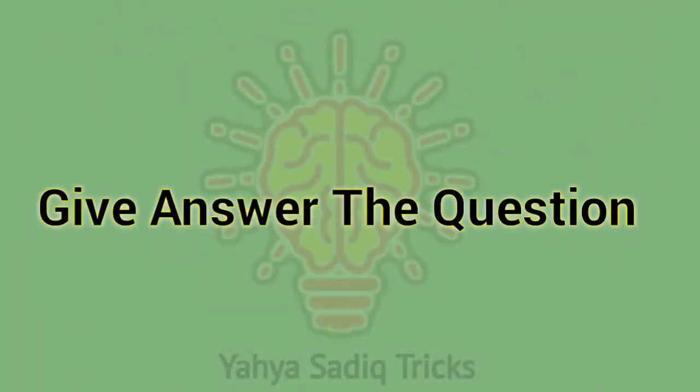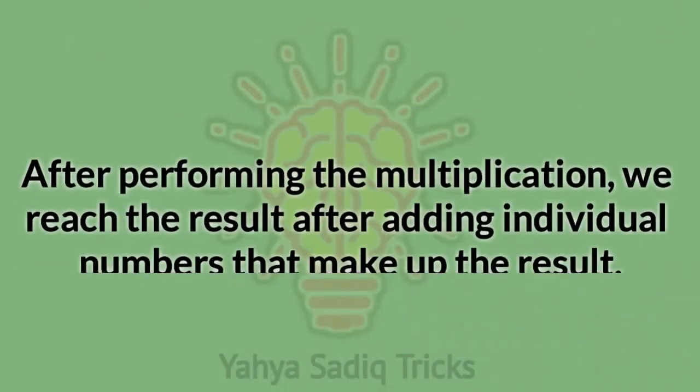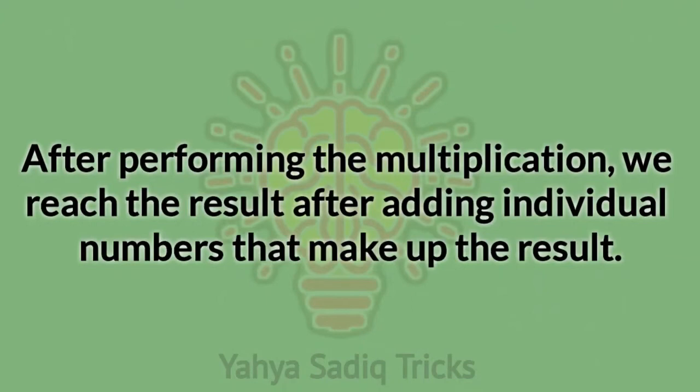Give an answer to the question. What number should replace the question mark? If 12 multiplied by 12 equals 9, 23 multiplied by 23 equals 16, 34 multiplied by 34 equals question mark. What number should replace the question mark? After performing the multiplication, we reach the result by adding the individual numbers that make up the result. Comment your answer in this video. If you don't know the answer, watch this.